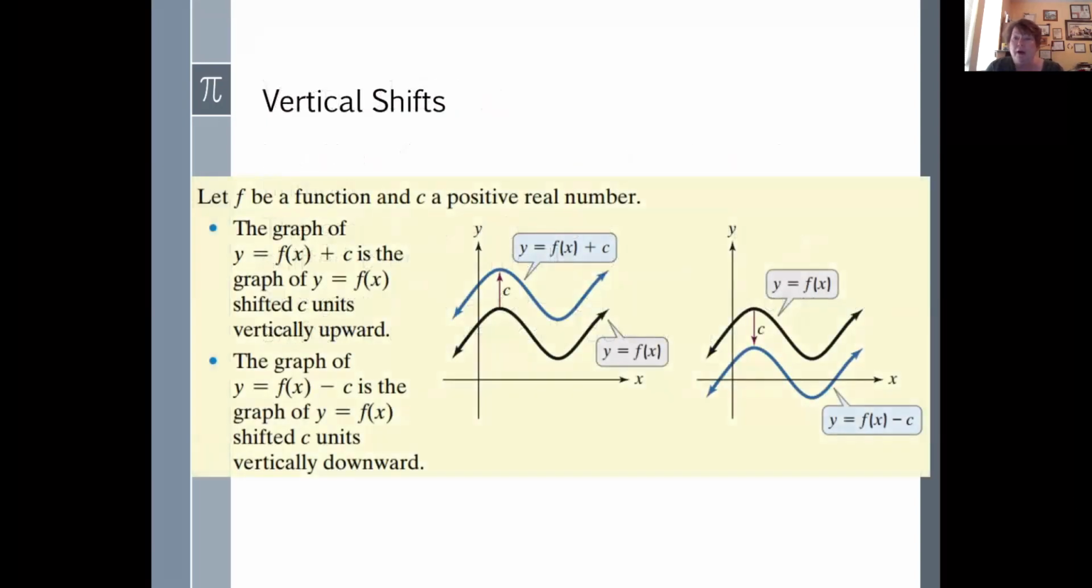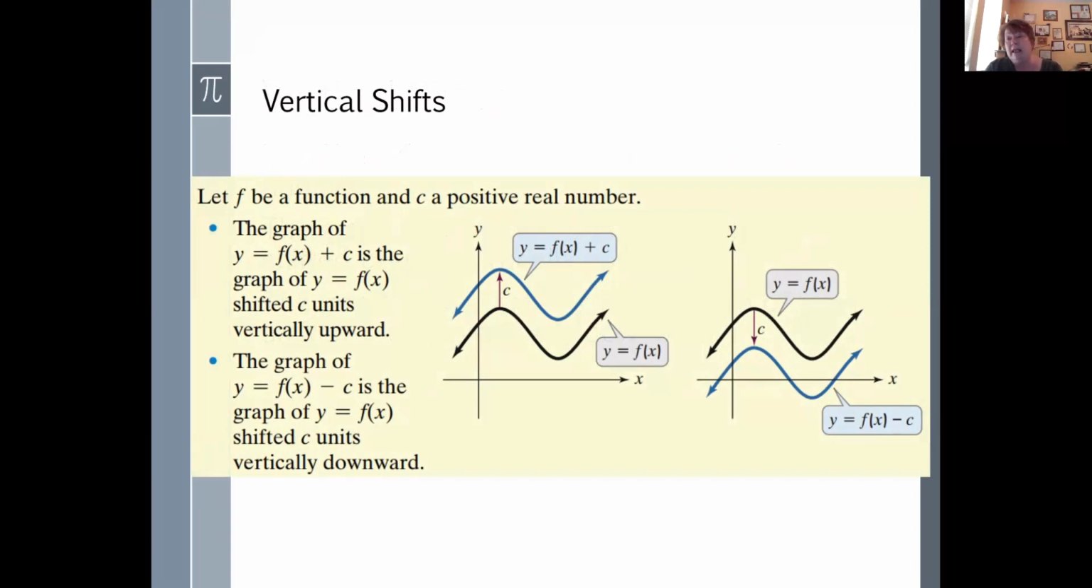Here is another graphic of this. Let f be a function and c be a positive real number. The graph of y equals f of x plus c is the graph of y equals f of x shifted c units vertically upward. The graph of y equals f of x minus c is the graph of y equals f of x shifted c units vertically downward.